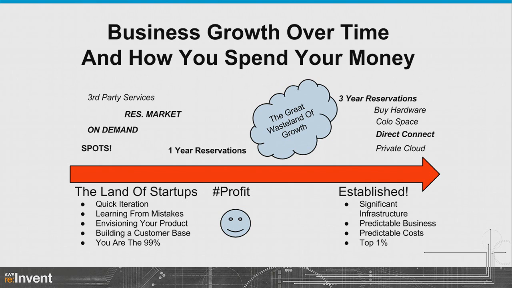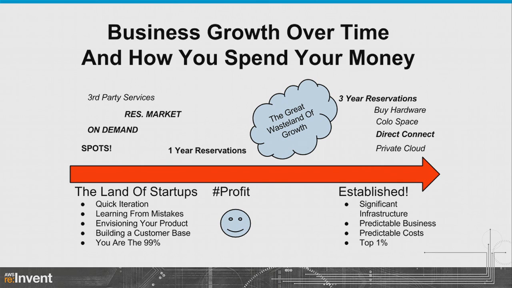Well, I'm going to start to maybe buy some hardware because, why not? I'm really big now. I'm going to go rent out some colo space. That's going to be great. I'm going to get Direct Connect because Direct Connect is really cool. And I'm going to go build my own private cloud because, why not? But you know what? All that stuff is really, really hard. Take it from me. I've had to do it, and it is a real pain in the butt.